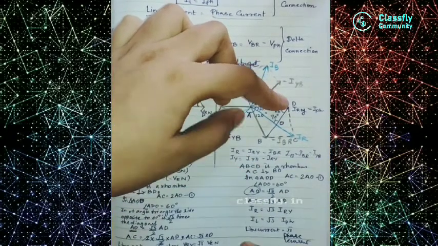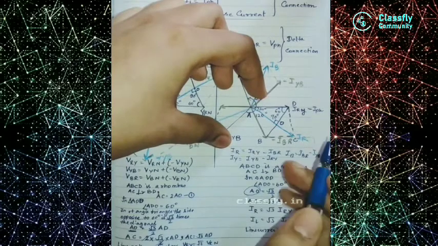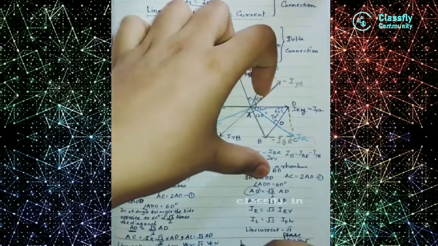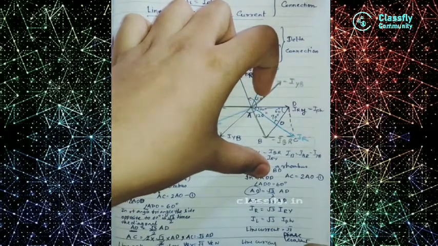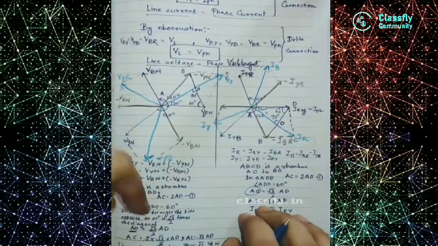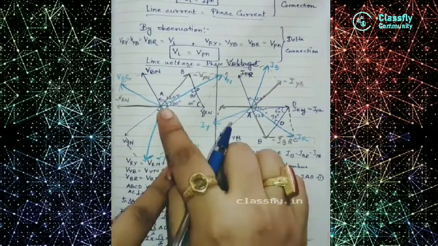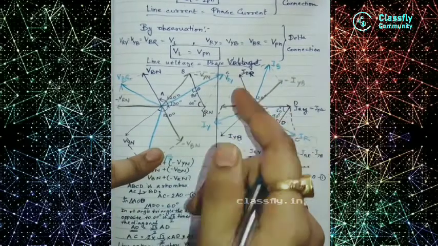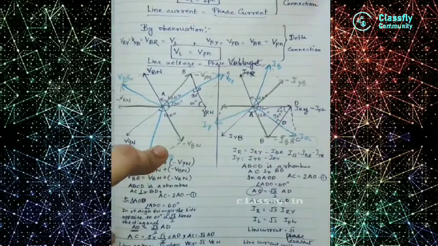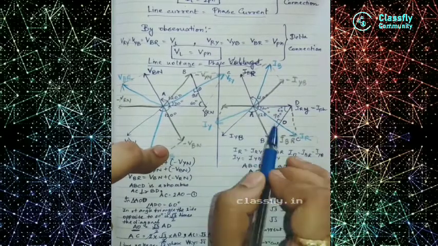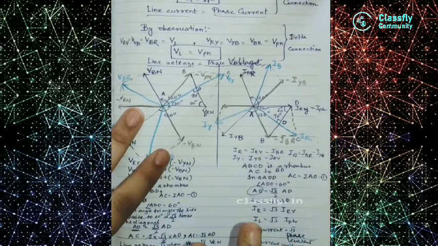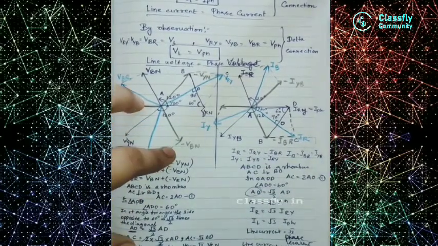That means this time the line current will lag by 30 degree from the phase current, and here, for the voltage, it was a lead. That means the line voltage will lead by 30 degree from the phase voltage. Here the line current will lag by 30 degree from the phase current. So these are all the star delta connection relationships between voltage and current.